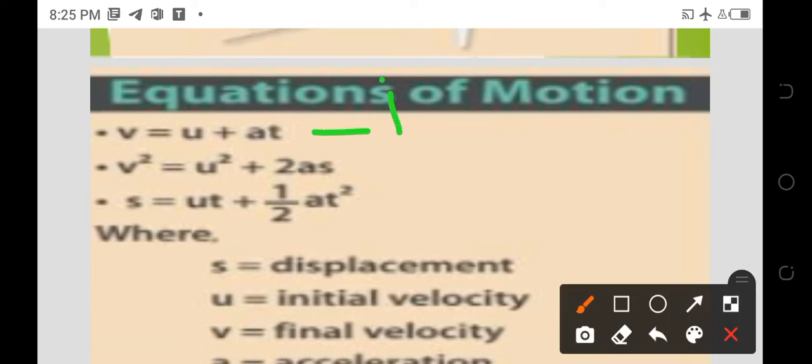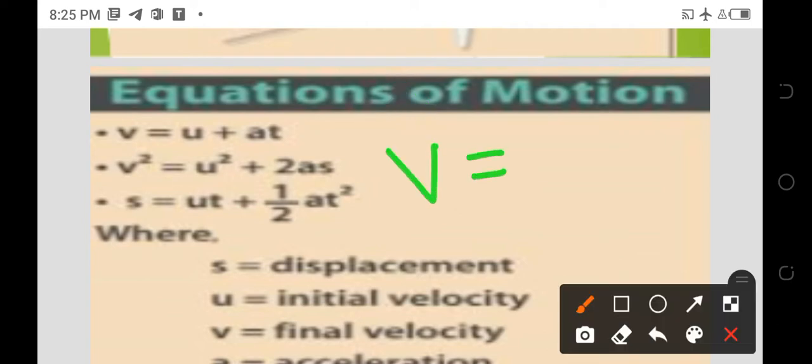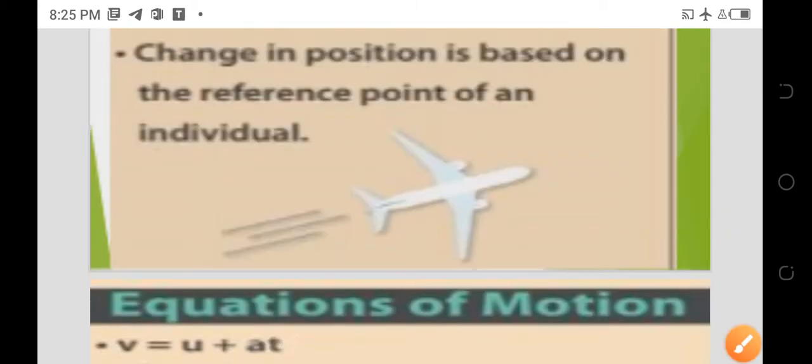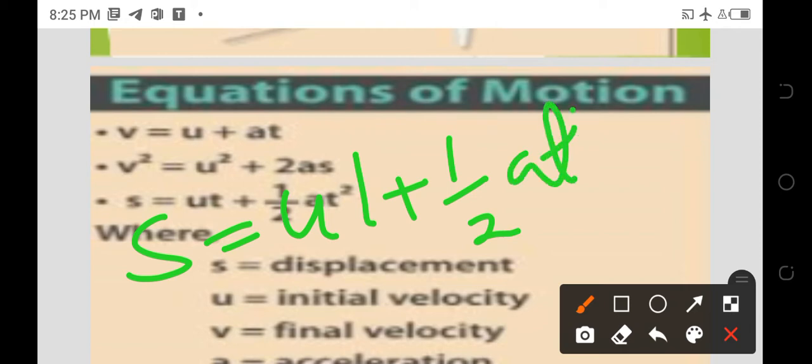The equations of motion: one, v equal to u plus at. This is the first equation of motion. And the second one, v square minus u square equal to 2as. This is the second one. And finally, the third one is s equal to ut plus 1 by 2 at square.